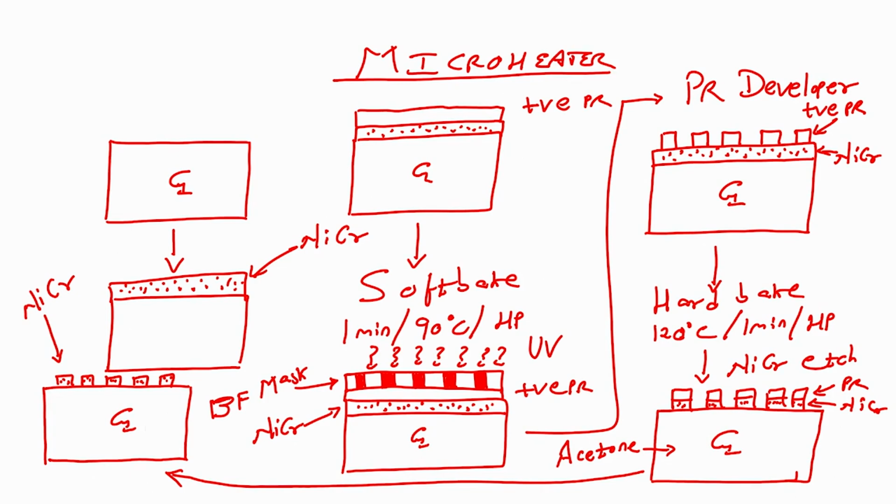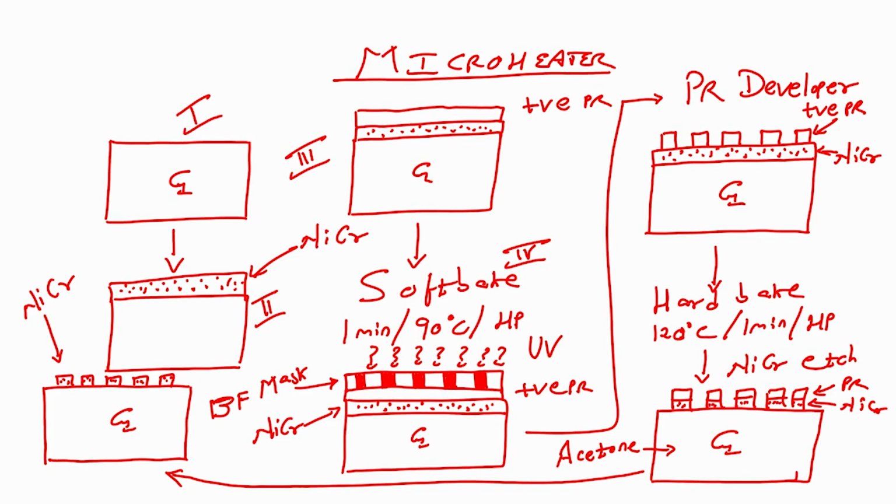Let us see once again. Okay. First step is you take a substrate. Second step is you deposit nichrome using electron beam evaporation or sputtering. Third step is I will spin coat positive photoresist. Next step is I will perform soft bake. Soft bake is done for 1 minute at 90 degree centigrade on a hot plate.